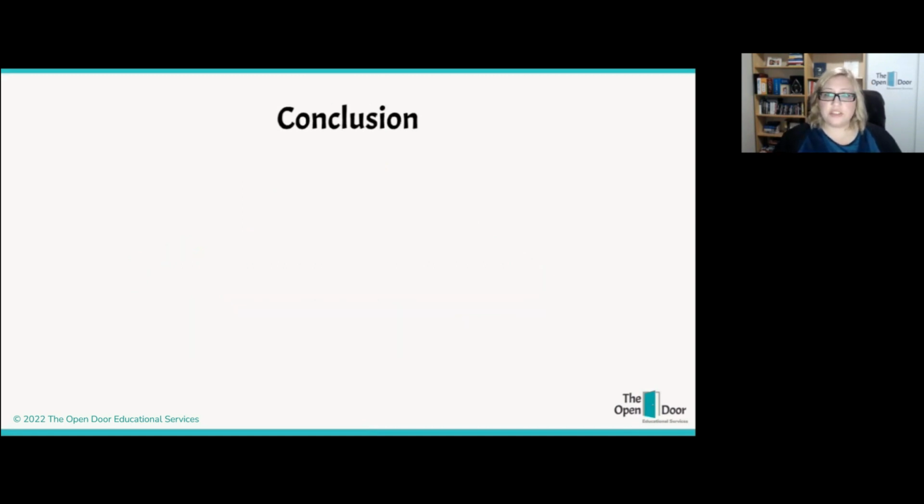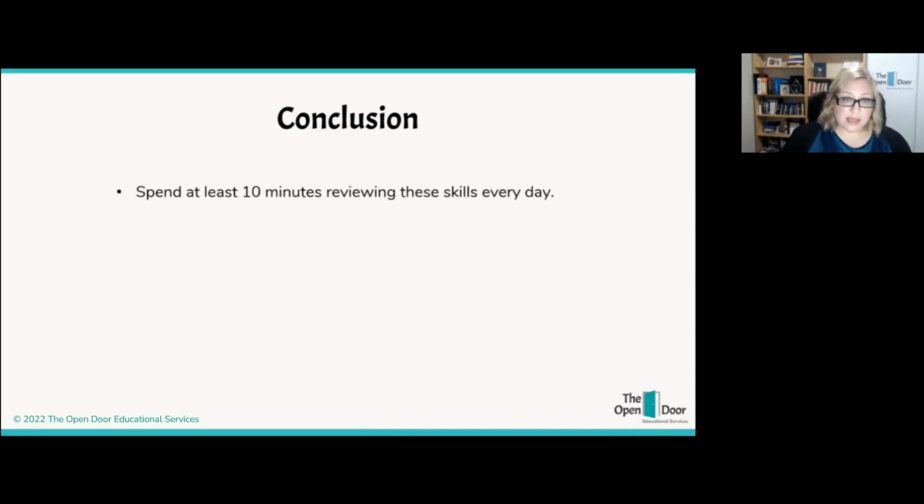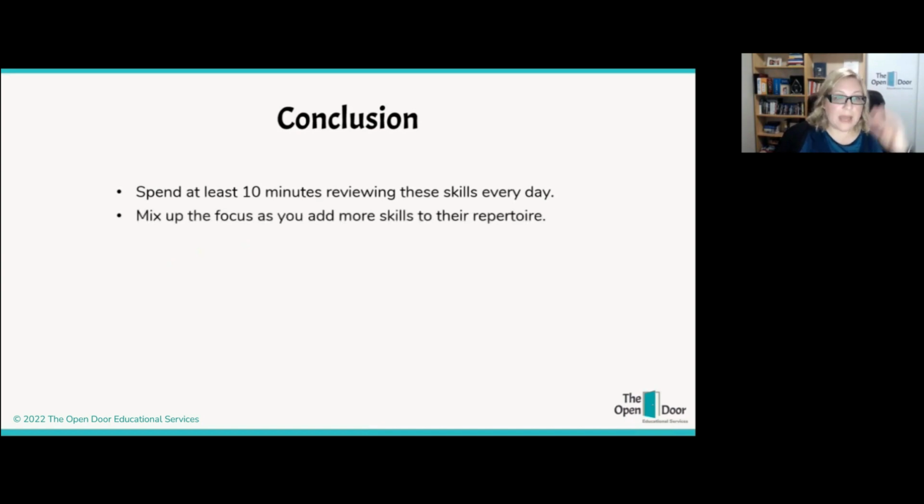So our conclusion, you want to spend at least 10 minutes every day reviewing these skills. Start off with the order that we had, with counting words and syllables, but as they learn each of these skills, you can mix up the focus as you add skills to their repertoire. Maybe one day you're doing some work with syllable segmenting, and the next day some work with phoneme blending and elision, mixing it up, but making sure every day they're practicing and being exposed.